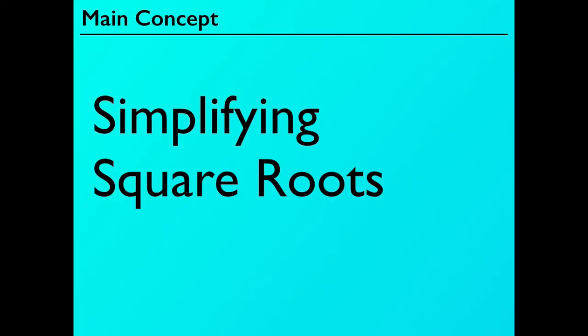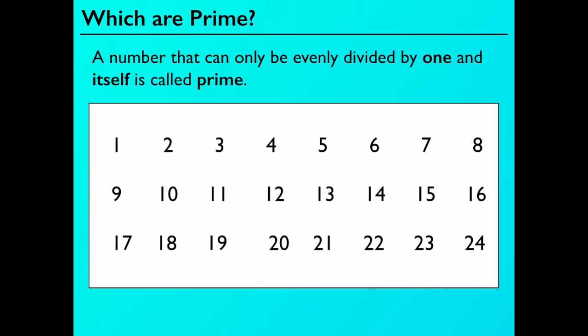In this lesson, we'll be talking about simplifying square roots. First, we have to know which numbers are prime. A number that can only be evenly divided by 1 and itself is called prime.